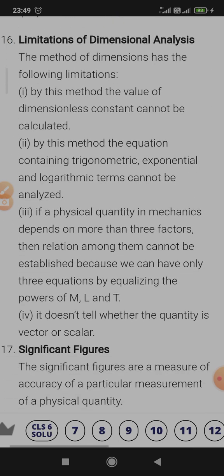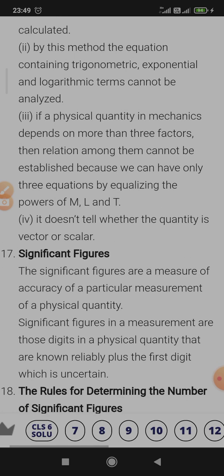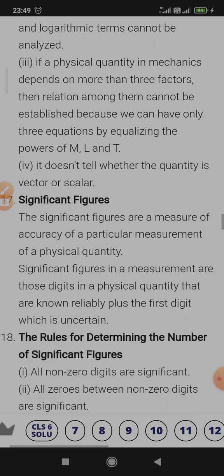Limitations of dimensional analysis. By this method, the value of dimensionless constants cannot be calculated. By this method, the equation containing trigonometric, exponential, and logarithmic terms cannot be analyzed. If a physical quantity in mechanics depends on more than 3 factors, then relationship among them cannot be established because we can have only 3 equations by equalizing the powers of M, L, and T. It doesn't tell whether the quantity is vector or scalar.